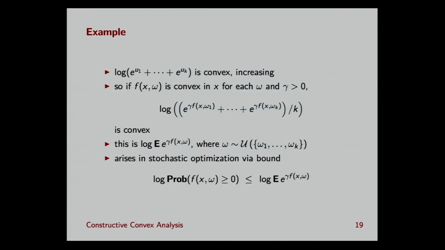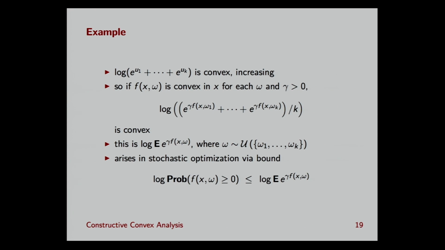The log-sum-exp function is convex and increasing in each argument. That tells you that if you have a function f of x and omega that's convex in x for each omega, and gamma is positive, then the log of the sum of these things divided by k is convex. But that's exactly this: the log of the expected value of e to the gamma f of x, where omega is uniform on these values.